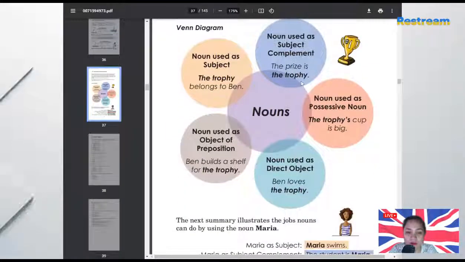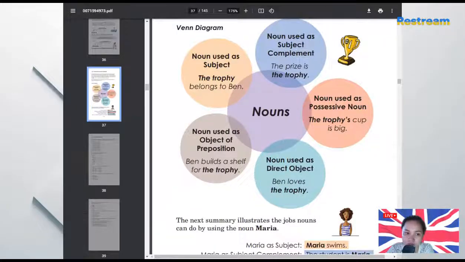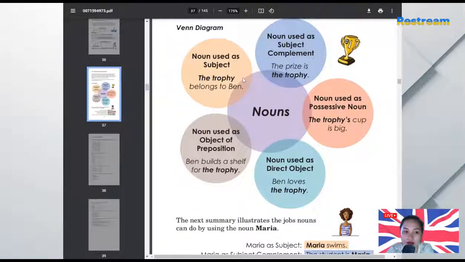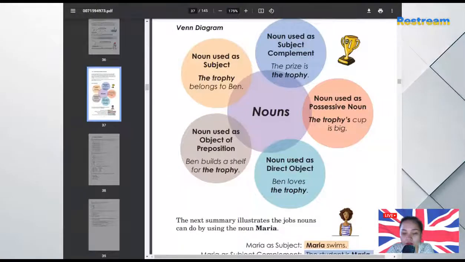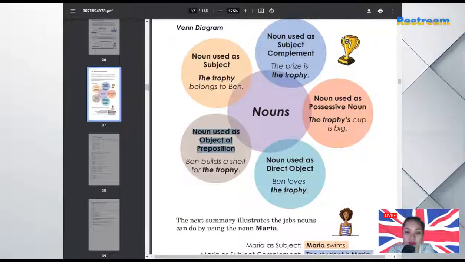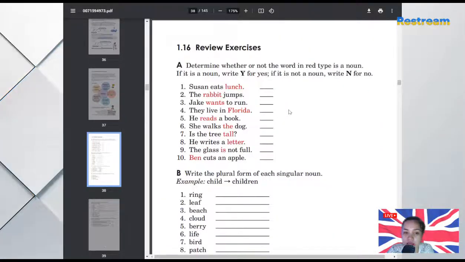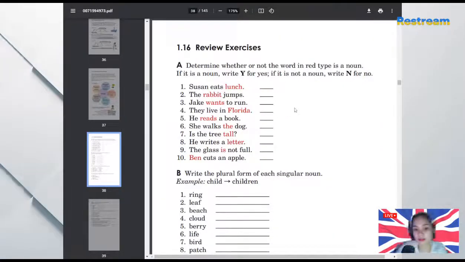So those are about nouns. What are the uses and the jobs of nouns? We have here the noun used as subject, noun used as subject complement, noun used as possessive, noun used as object of preposition, and noun used as direct object. That's what we have discussed here, and you guys apply it.